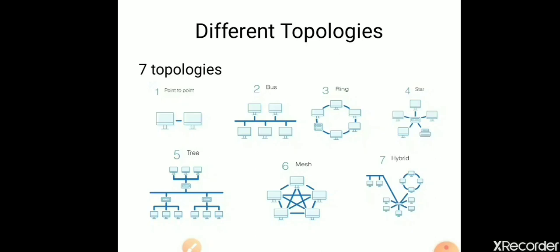On looking at these figures, you can easily infer that the name of the topology depends upon how the systems are arranged in the network. So, based on the spatial arrangement and the shape of the systems in the network, we are classifying these topologies under 7 categories: point-to-point, bus, ring, star, tree, mesh and hybrid.